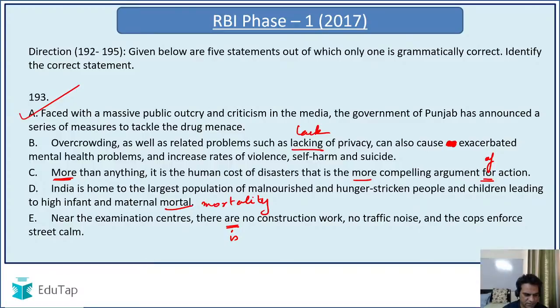No, that's not superlative, Nishant. That's comparative. More than anything. That means individually it's comparative. More than any other person. मतलब किसी भी दूसरे इंसान से ज़्यादा. That does not mean superlative. Got it? Series of measure or series of measures.